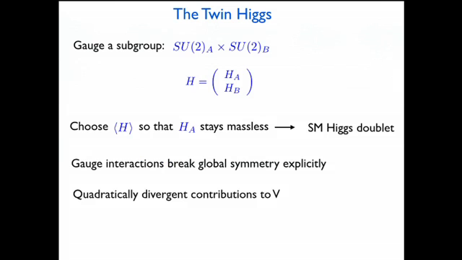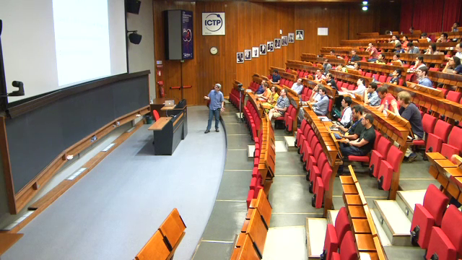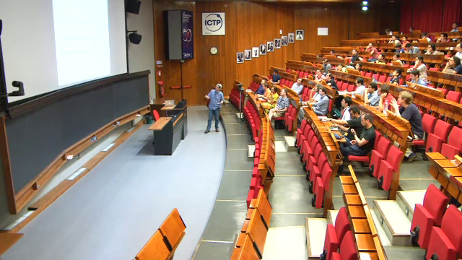Now, the next step is to gauge a subgroup of this SU(4), which is SU(2)_A times SU(2)_B. So now the 4 can be split into these 2 doublets, and we'll use this top doublet, H_A, as our standard model Higgs doublet. Now, when we gauge this subgroup of SU(4), the gauge interactions will break the global symmetry explicitly.